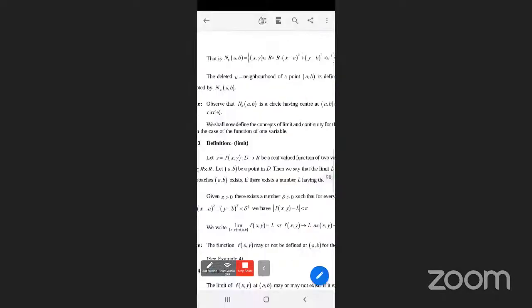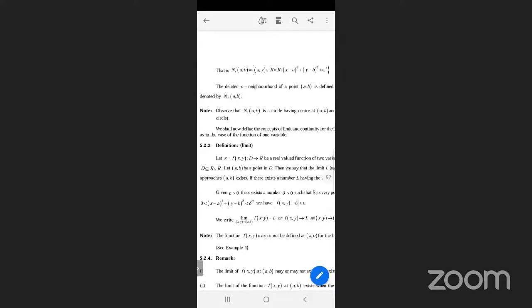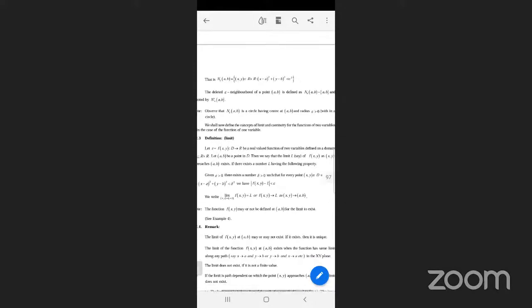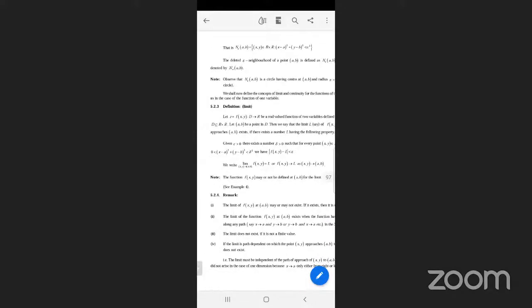So, in two variables, the limit of a function will be defined like this. That is, for given epsilon greater than 0, there exists a real number delta greater than 0 such that for every point (x, y) belonging to D satisfying 0 < (x - a)^2 + (y - b)^2 < delta^2, we have |f(x, y) - L| < epsilon. So in terms of notation, the limit as (x, y) tends to (a, b) of the function f(x, y) equals L. Then L is called the limit point of the function f(x, y) as (x, y) tends to (a, b), meaning x tends to a and y tends to b.